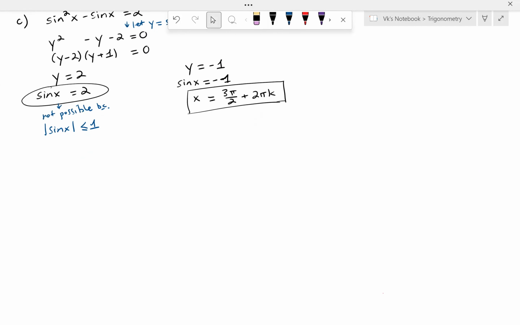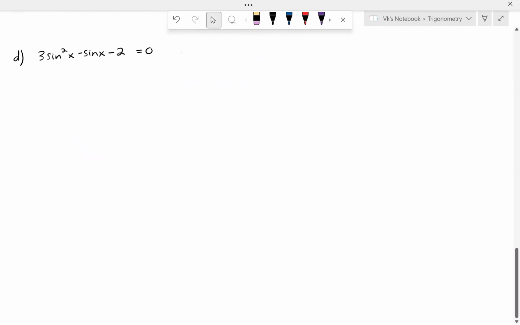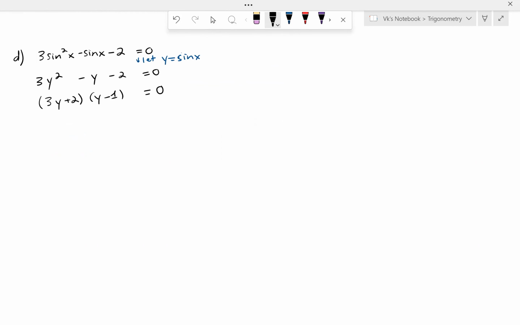Here comes one more, D. 3 sine squared x minus sine x minus 2 equal to 0. Same thing here. Let y equal sine x. 3y squared minus y minus 2 equal to 0. Factor it out: 3y plus 2, y minus 1 equal to 0. So we have 3y plus 2 equal to 0, and y minus 1 equal to 0. Y is minus 2 over 3. So y is sine x, sine x is minus 2 over 3.